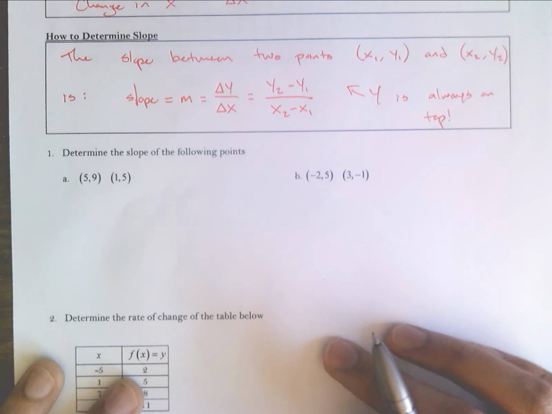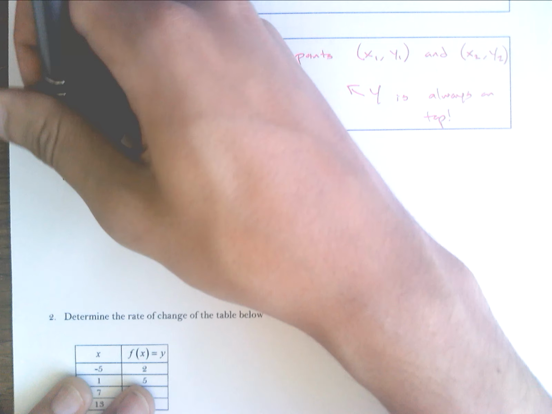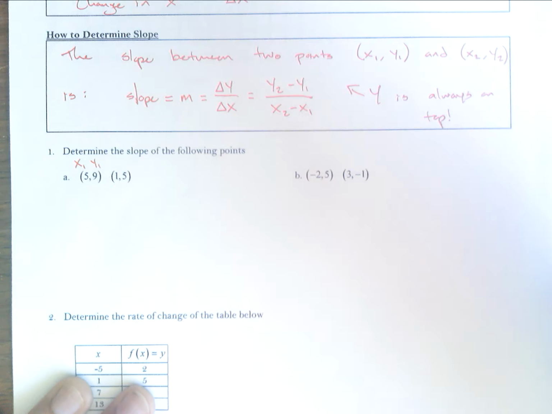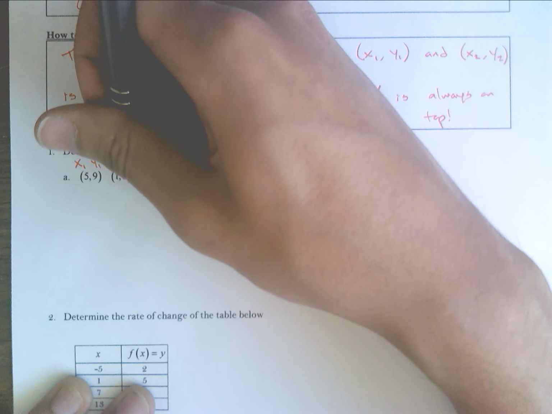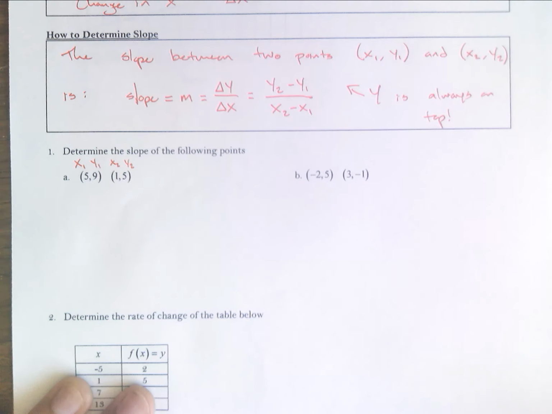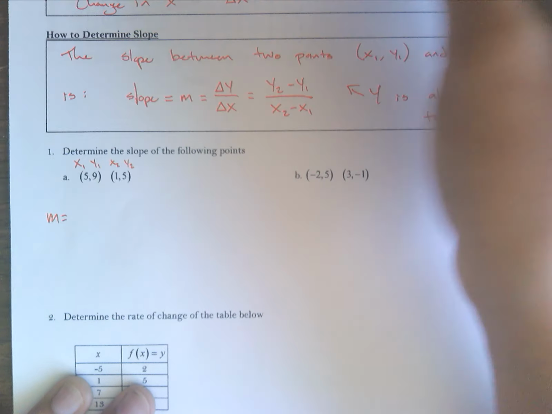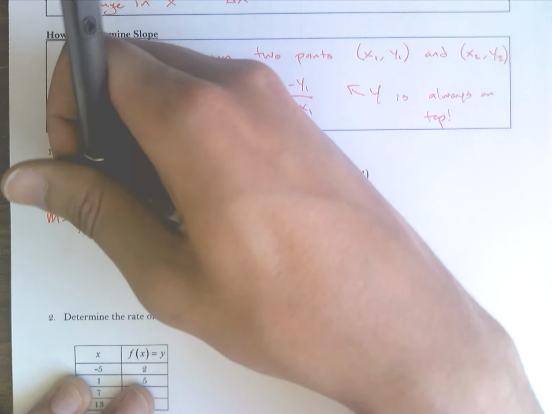Here I have the points 5, 9, and 1, 5. The first thing that we do is label each of the points. So we're going to label this first one, we're going to call this one x1, y1. And we're going to label the other one x2, y2. Now, to find the slope, we're going to plug it into our formula. So our slope m equals y2 minus y1 over x2 minus x1.